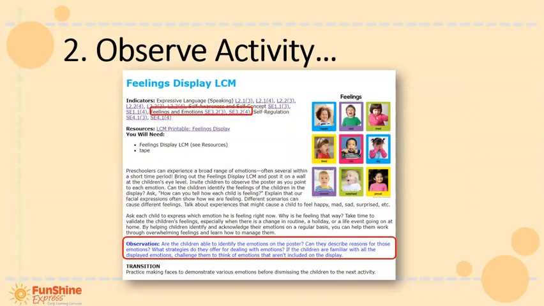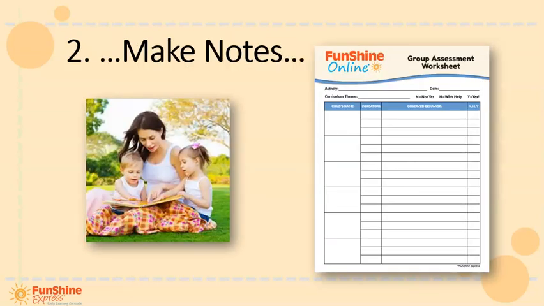This is what an assessment opportunity looks like in FunShine Digital. As you can see, activities with assessment opportunities contain tips for making observations in blue font. The group assessment worksheet is available in the assessment area of the Extras page as well. You can use this sheet to help you make notes about several children at once. You can also use any other method you find useful to record your observations, such as sticky notes on a clipboard.